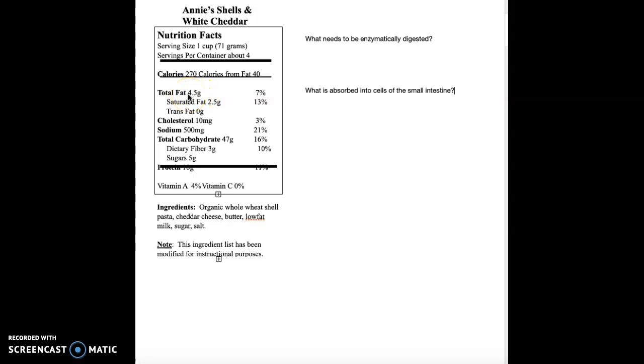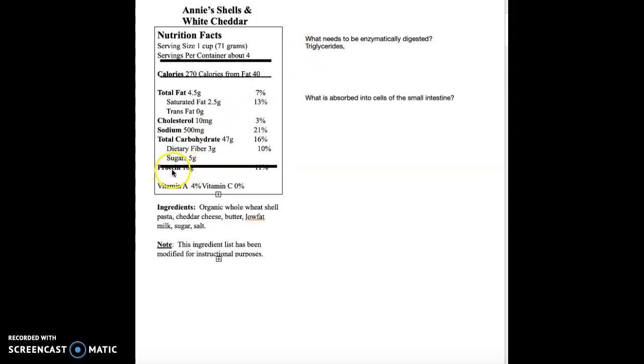So we know there's going to be triglycerides present, which need to be enzymatically digested. So we can go ahead and just write that right away. I will show you what ingredients those triglycerides are coming from. But if there's fat listed on the label, you know there's going to be triglycerides that need to be enzymatically digested. You don't have to specify the type of fatty acids that the triglycerides contain, just simply triglycerides.